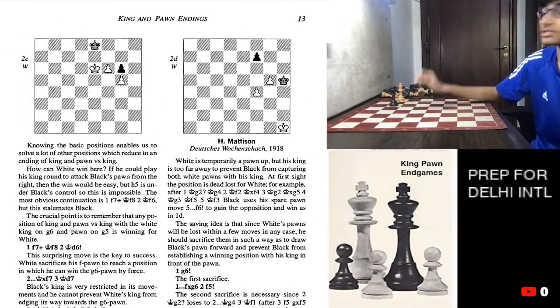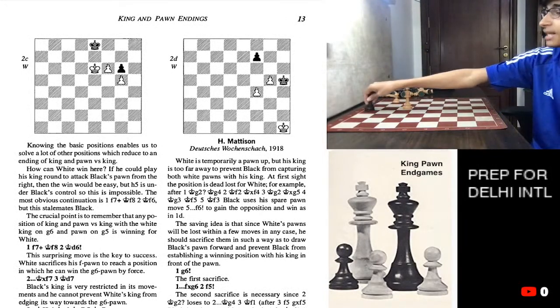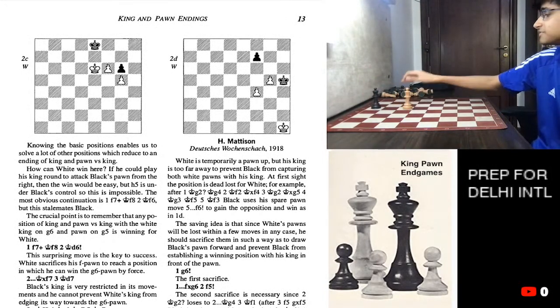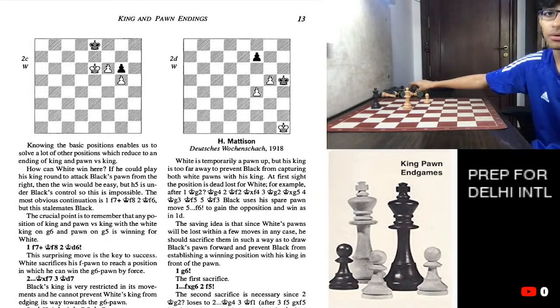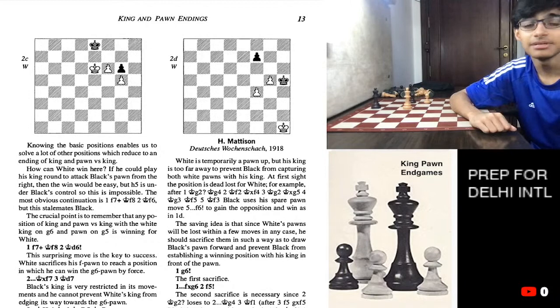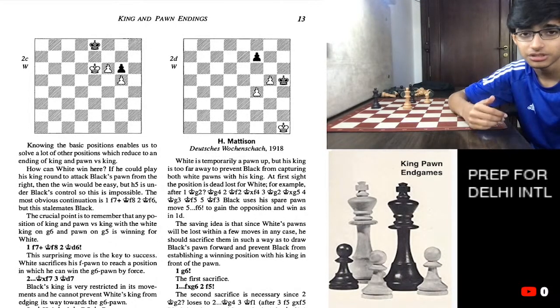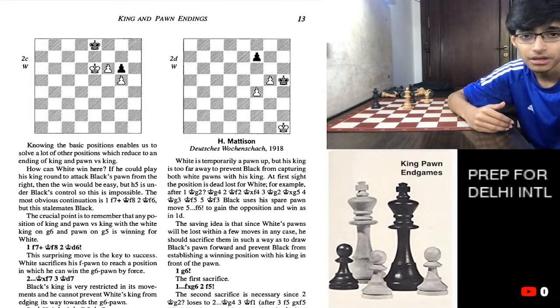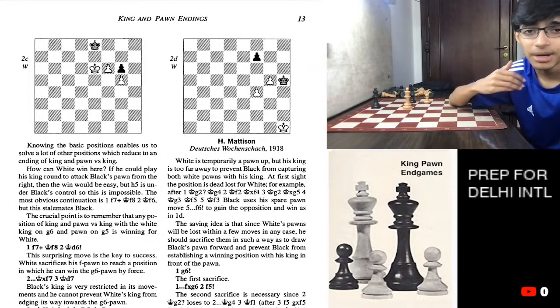Moving on to the next position, we have the white king on e6, black king on e8, pawns on f6 and g5, and the black pawn on g6. Knowing the basic positions enables us to solve a lot of other positions which reduce to an ending of king and pawn versus king. How can white win here?